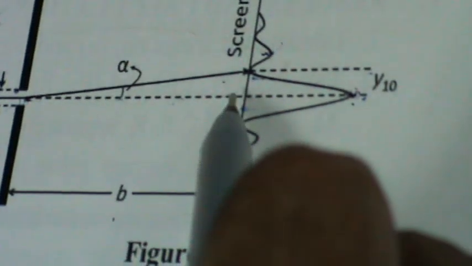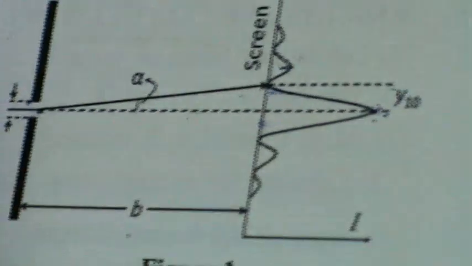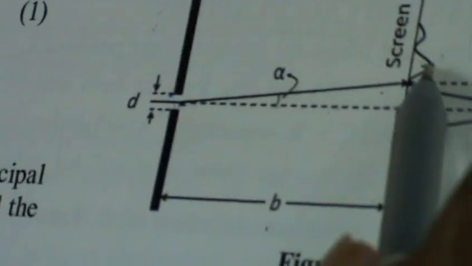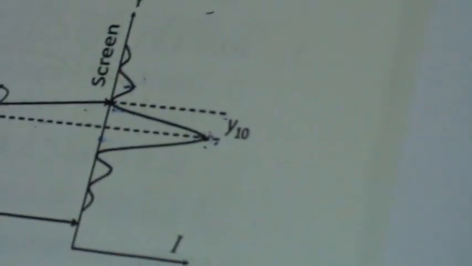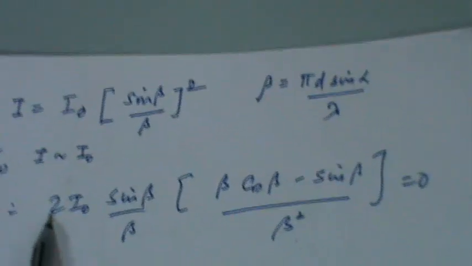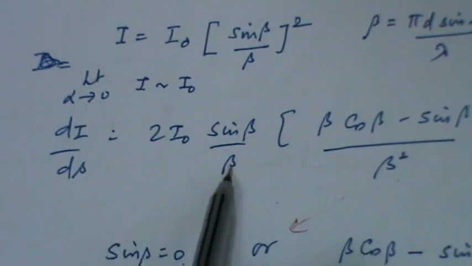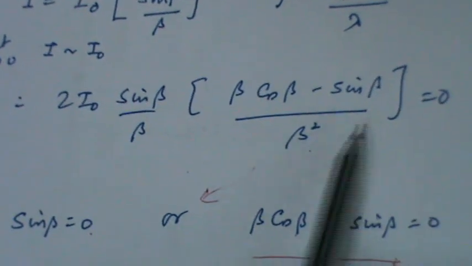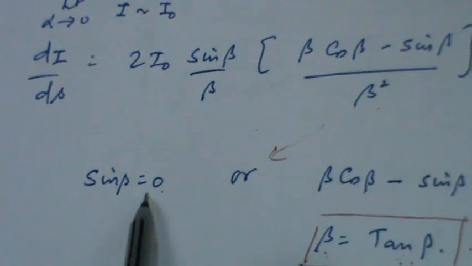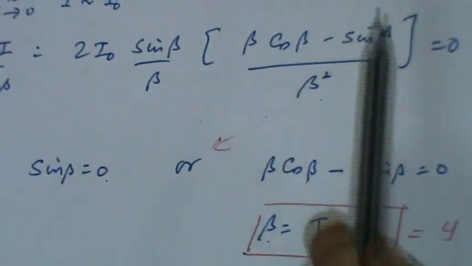So now the task is to find out at what values of beta we observe minima and secondary maxima. To know about that, you take this expression I equal to I naught (sine beta by beta) squared, and you differentiate with respect to beta and equate it to 0. What we get is that dI by d beta equal to 2 I naught (sine beta by beta)((beta cos beta minus sine beta) by beta squared) equal to 0. Essentially we are left with either sine beta equal to 0 or this factor beta cos beta minus sine beta equal to 0.